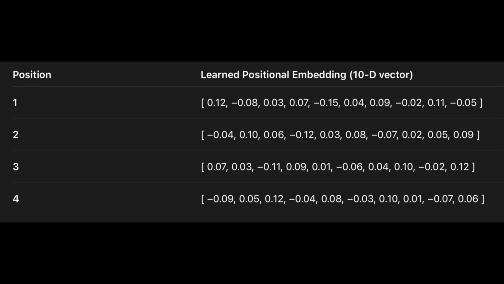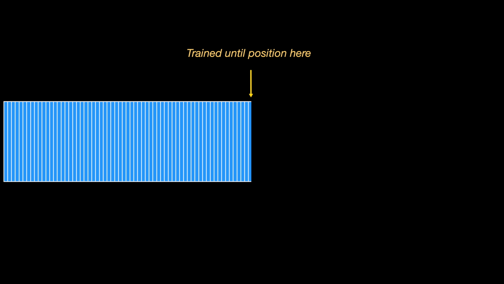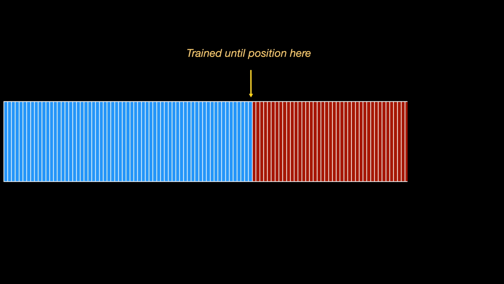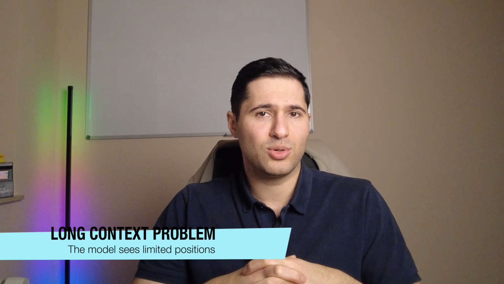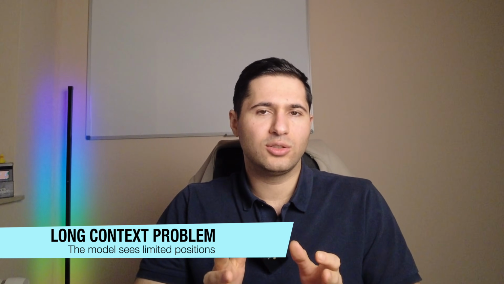Position 1 means position 1, position 2 means position 2, and the model only learns position up to a fixed maximum length. If you trained on sequences of length 2000, you cannot safely extrapolate to 20,000. The model has no idea what comes after the position it has seen. That is the long context problem.